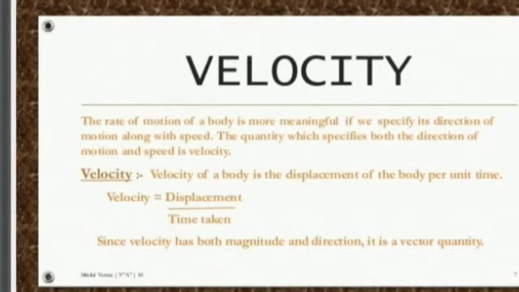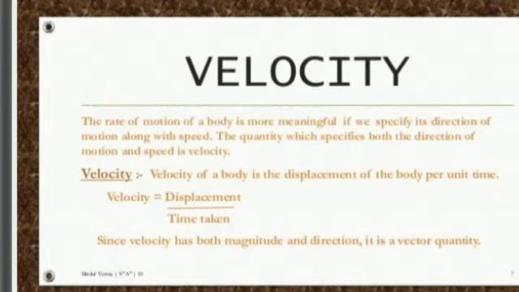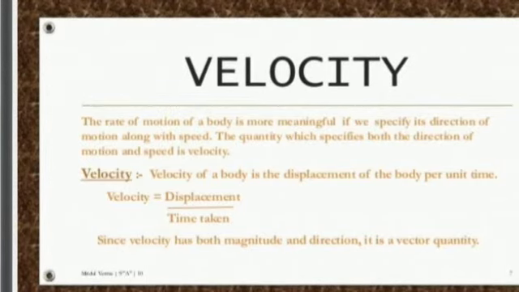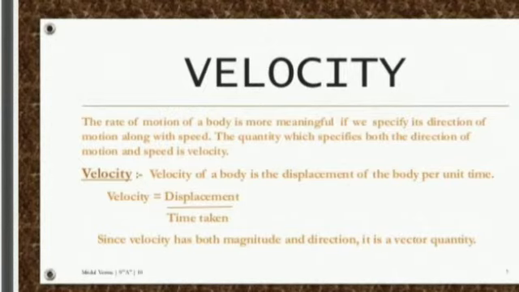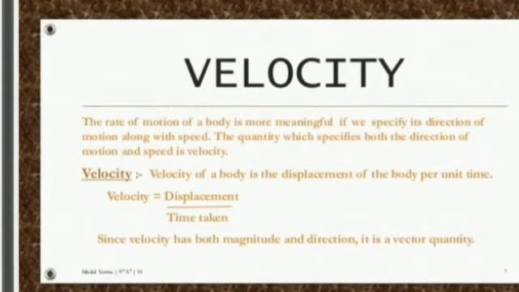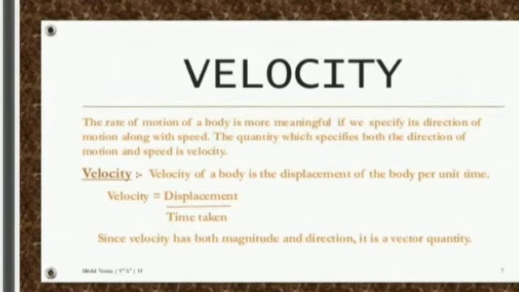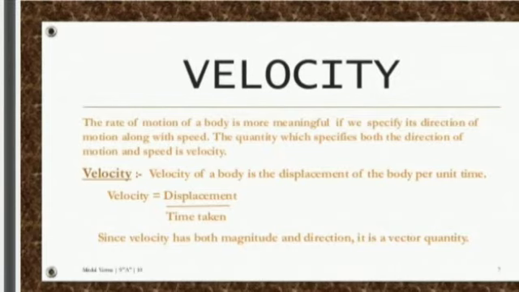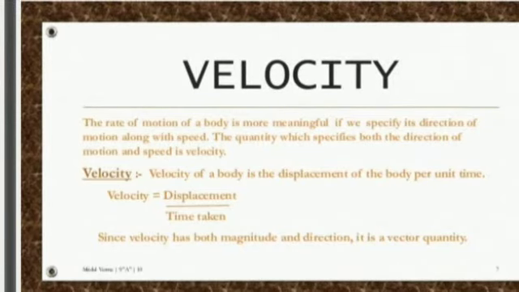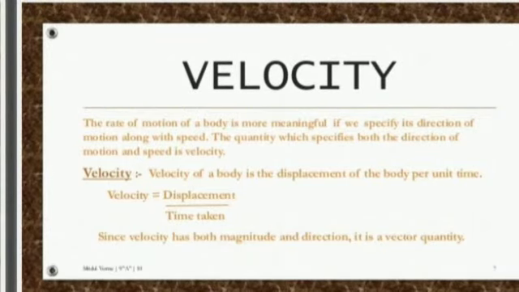Do you remember what I explained in displacement? Displacement has a particular direction and a particular speed also. So displacement has both speed and direction. That's why velocity is defined by displacement by time taken. Don't forget it. Speed equals distance by time, velocity equals displacement by time taken. Since velocity has both magnitude and direction, it is a vector quantity.